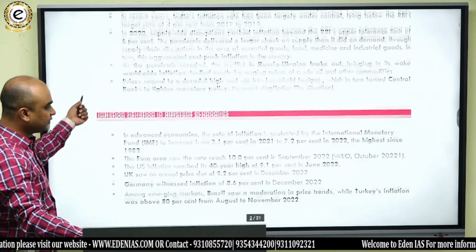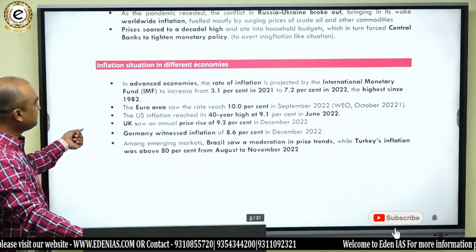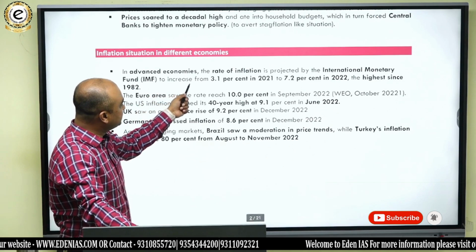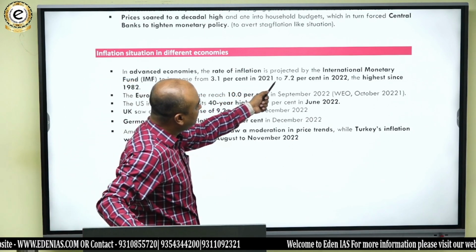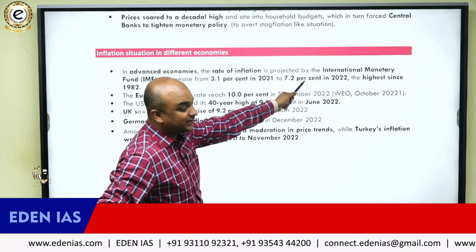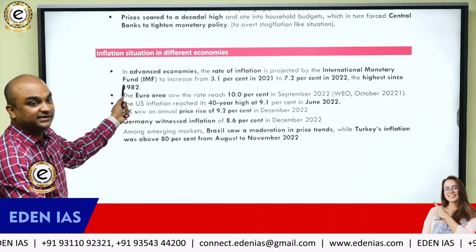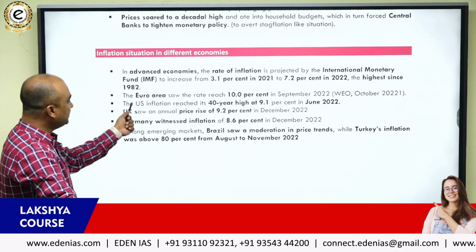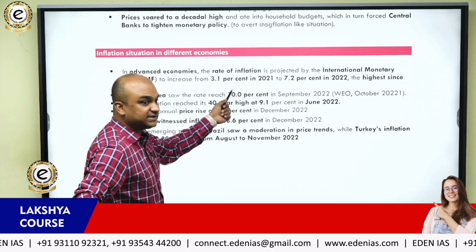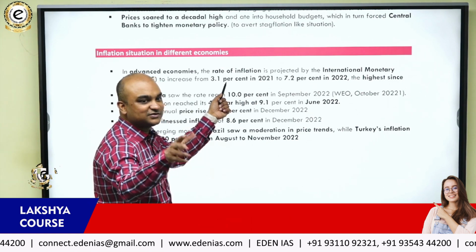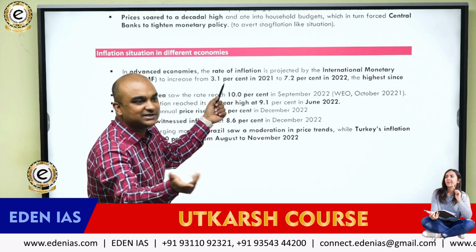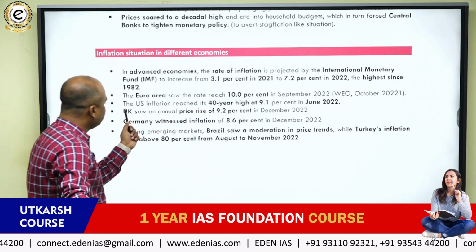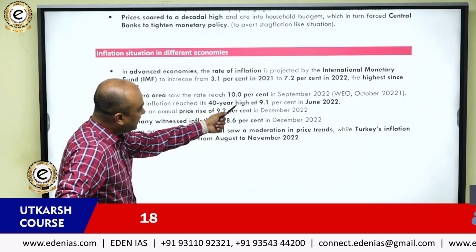Now, let's take a look at how the scenario is worldwide. In advanced economies, the rate of inflation is projected by IMF to increase from 3.1% in 2021 to 7.2% in 2022, the highest since 1982. मतलब 40 years में ऐसा हो रहा है पहली बार कि इतना growth आया inflation में. The euro area saw the rate reach 10%. यूरोप इज द वर्स्ट सफरर, राइट, बिकॉज ऑफ रशिया यूक्रेन. यूएस के पास तो अपना कुछ शेल गैस वगैरह भी है, बट यूरोप तो पूरा ही डिपेंडेंट था रशिया के ऊपर. एंड देन यू सी द यूएस इन्फ्लेशन रीच्ड इट्स 40-year हाई एट 9%.